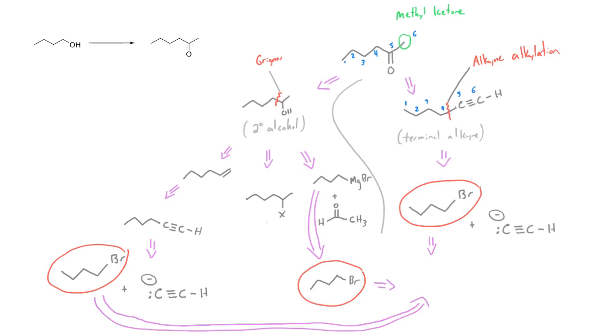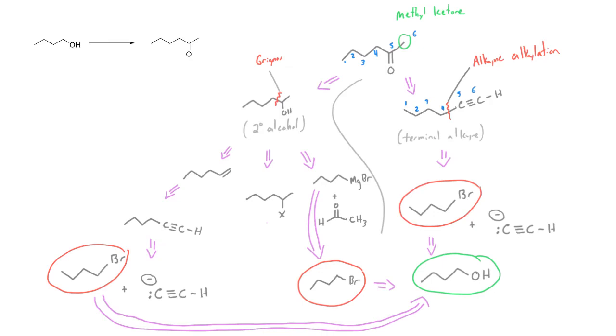Let's see if we can go 1 step backwards and find the immediate precursor of this reagent. That's right, we can make it from a primary alcohol. Primary alcohols can be converted into primary alkyl bromides by using phosphorus tribromide. Notice that this alcohol matches our starting material.